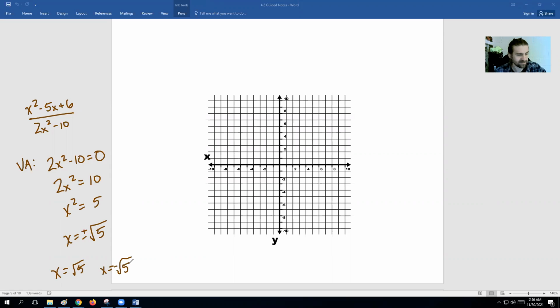On a graphing calculator, we just got to figure out what that number is. The square root of 5 is about 2.24. So that means just after 2, I'm going to put a vertical asymptote. Man, that is a wonderful dotted line I just drew. And then we also have one at negative 2.24.